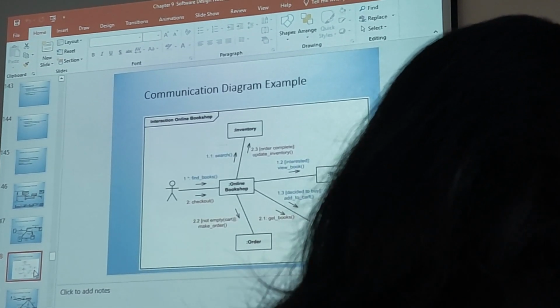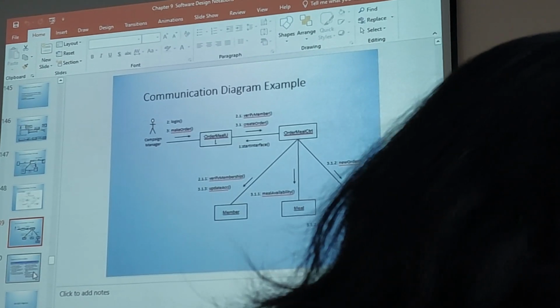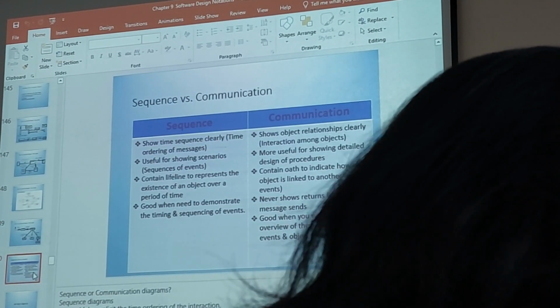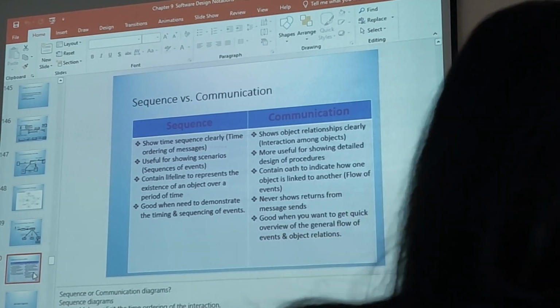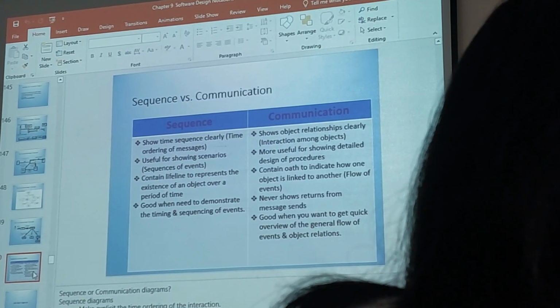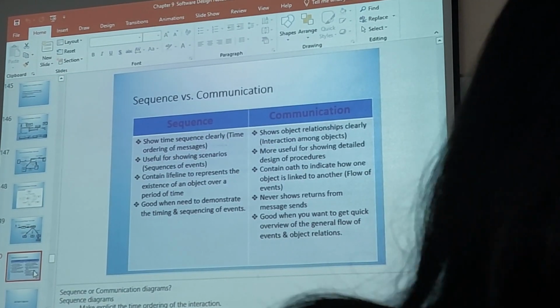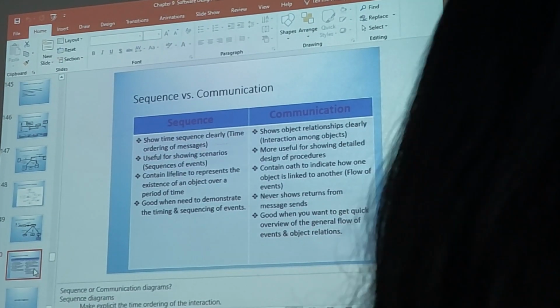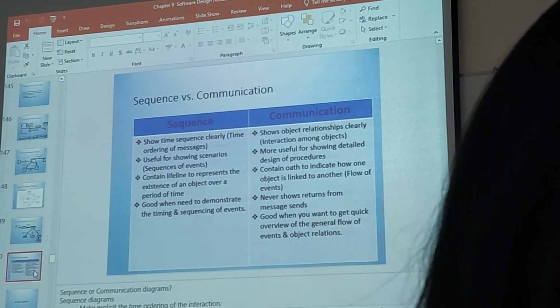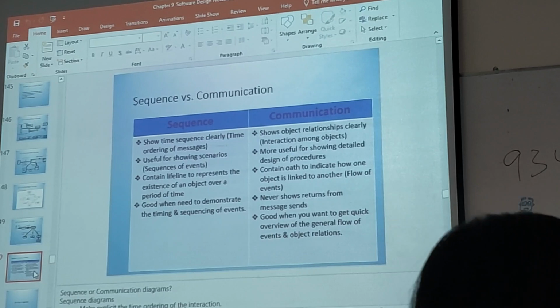This is another example of a sequence diagram. Let's continue with the differences between the sequence diagram and the communication diagram. The sequence diagram has time ordering. However, the communication diagram only shows the object relationships.